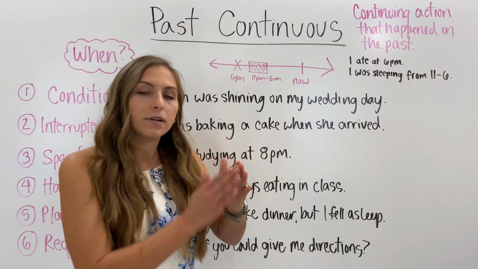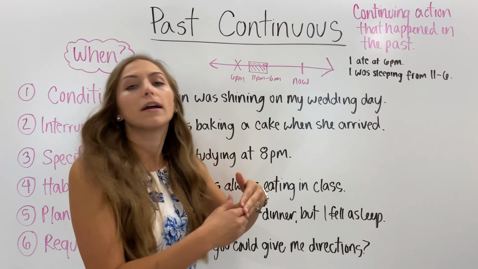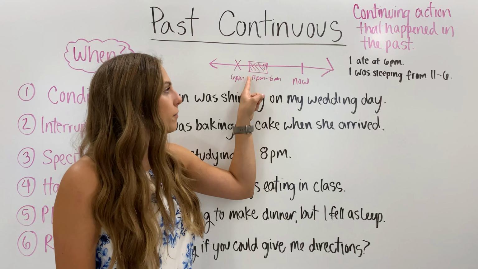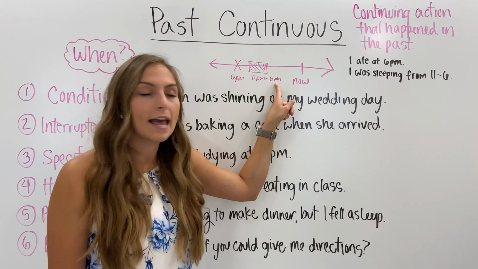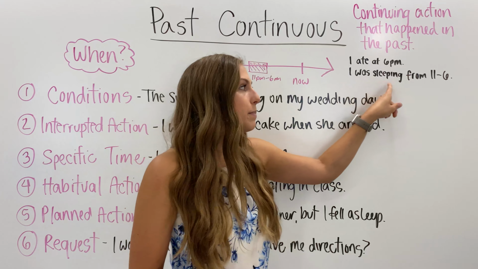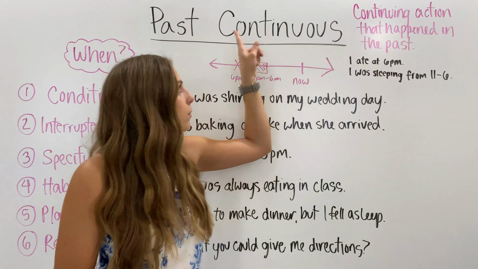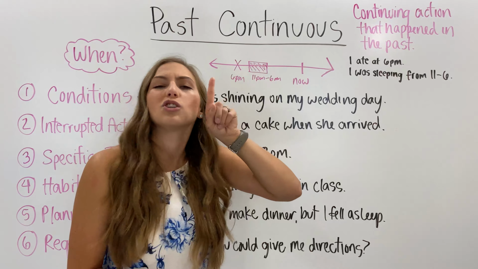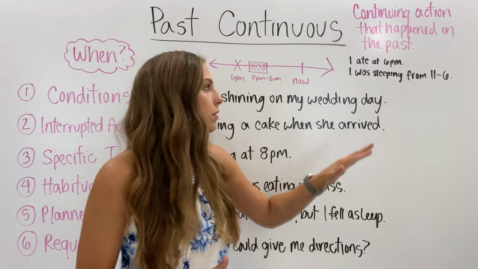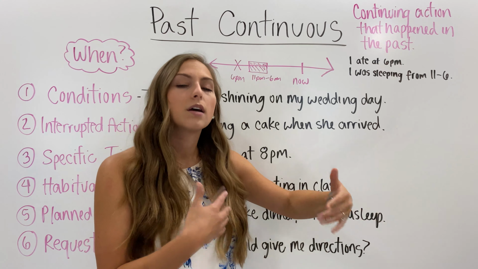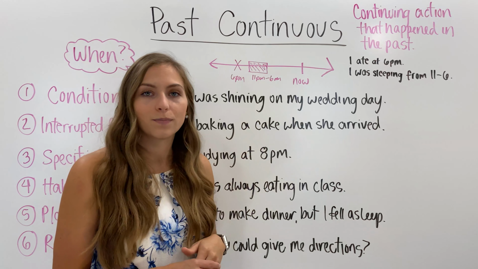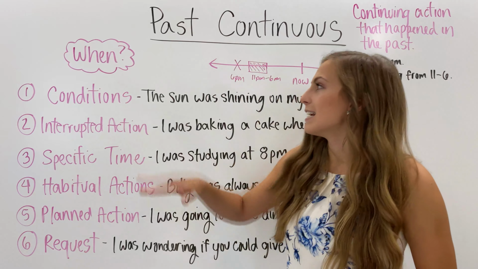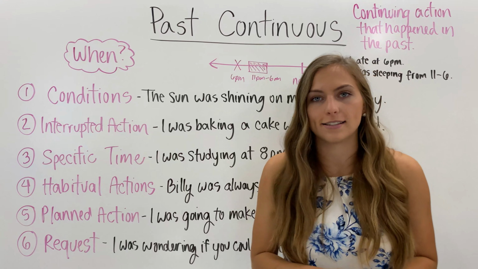But if something happened for a continued period, right, more than just one moment, it happened over a length of time, for example, from 11 p.m. to 6 a.m., you could say, I was sleeping from 11 to 6. We are using the past continuous. So we use the simple past if it was just one action, it's done and over with. If it is an action that continues, then we use the past continuous tense. All right, but it has to be complete now. All right, let's look at the different times when we use this in sentences.